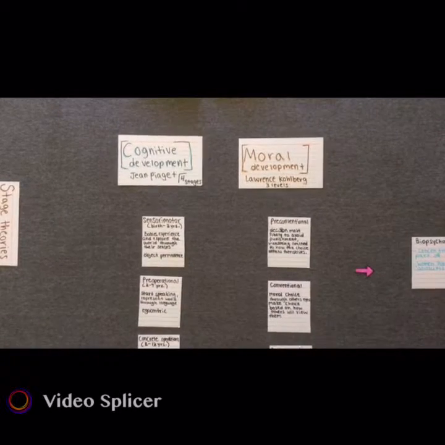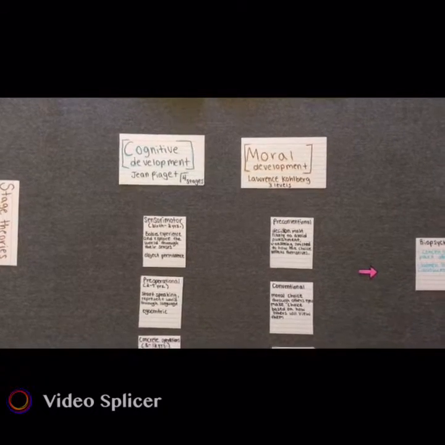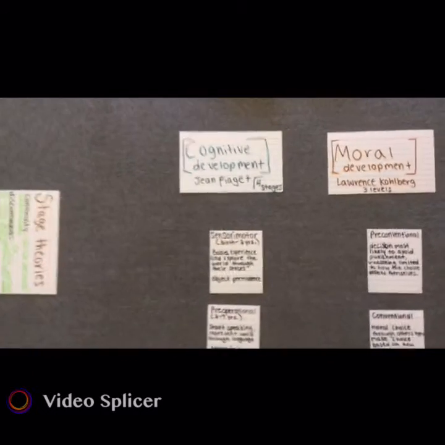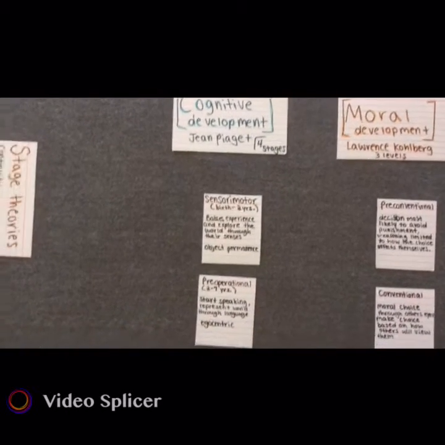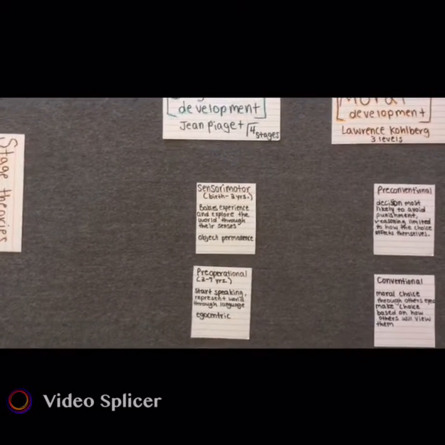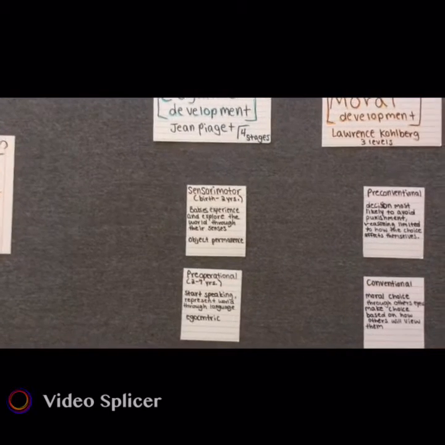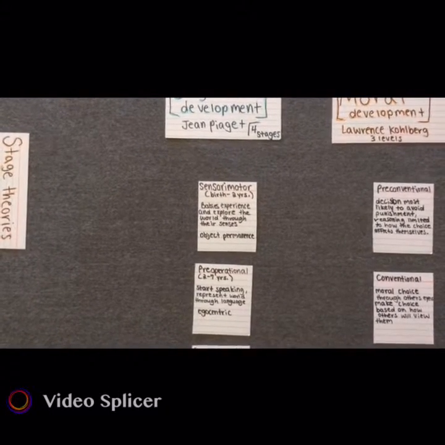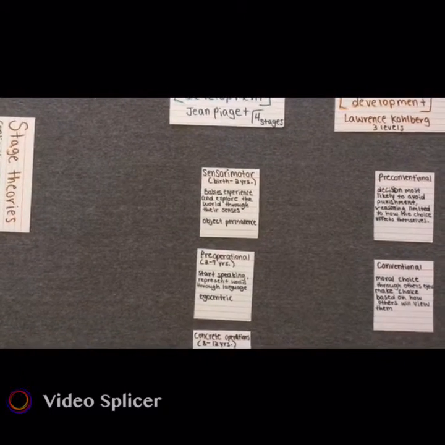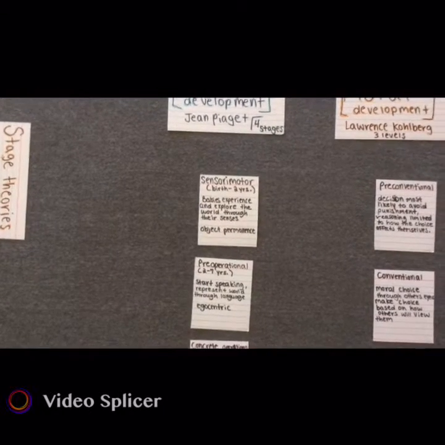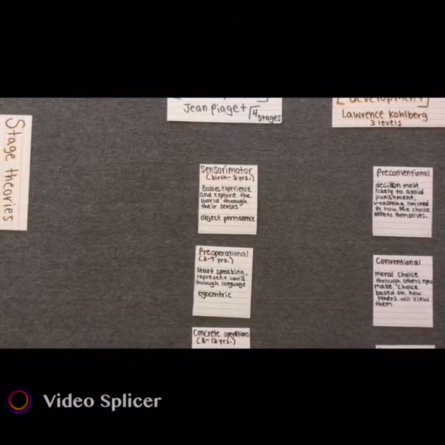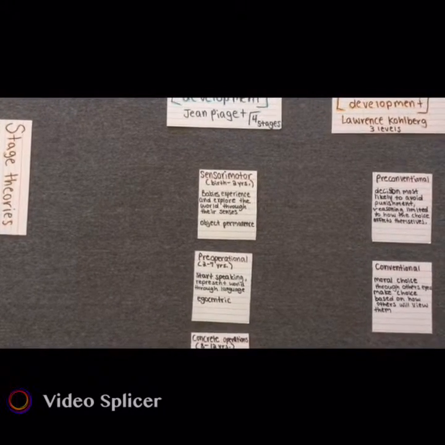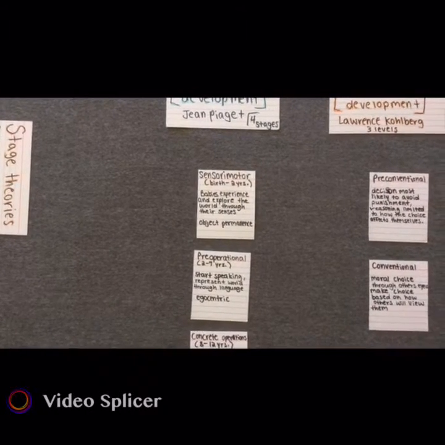Next, we'll be talking about cognitive and moral development. Cognitive development, Jean Piaget. There's 4 stages. The first stage is sensory motor, and this takes place from birth to 2 years. Babies experience and explore the world through their senses. One thing that they cannot comprehend at this stage is object permanence. They think that just because they can't see something in their sensory range, that it does not exist.